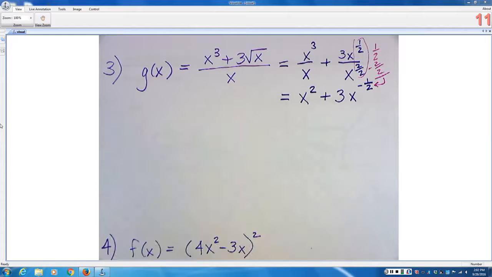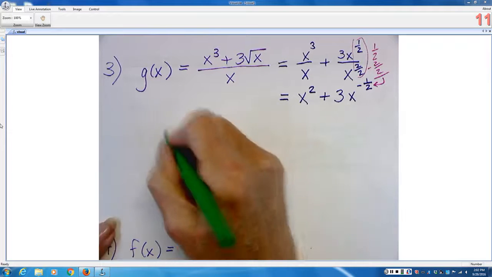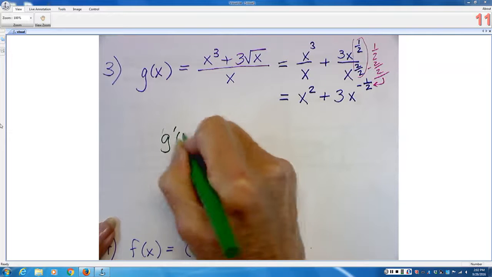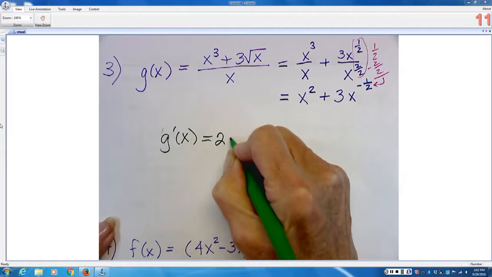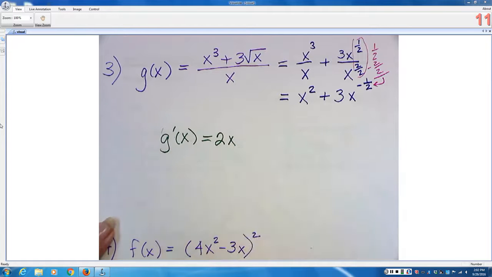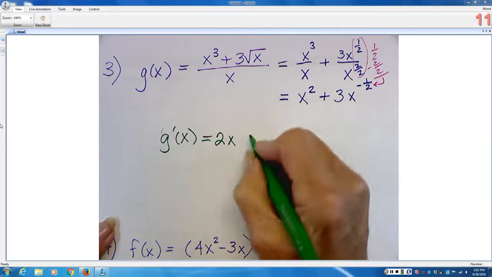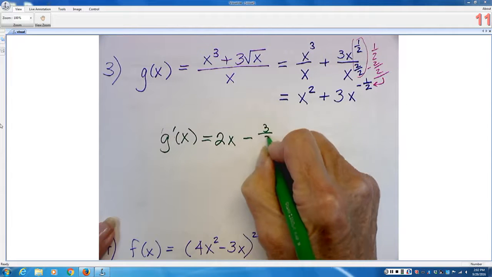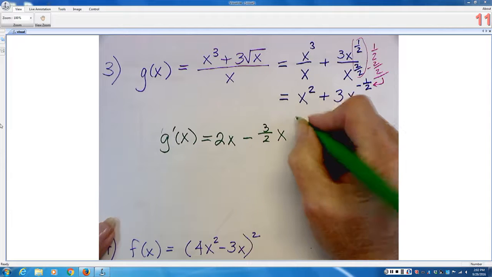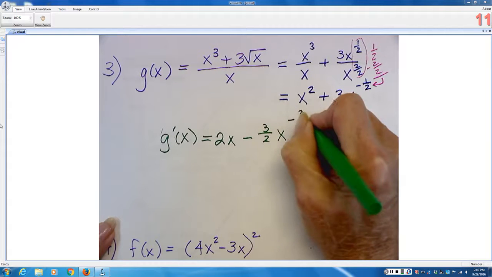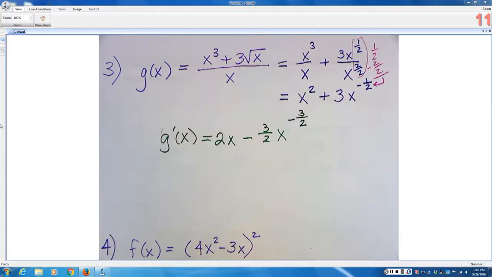And we can find g prime by saying that g prime of x equals 2x to the first power. Negative 1/2 times 3 is negative 3/2 x, and subtract 1 from 1/2, you get negative 3/2. Use your calculator on the fractions if you need to.